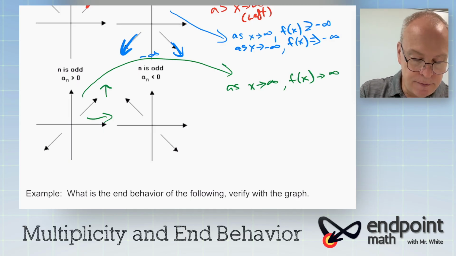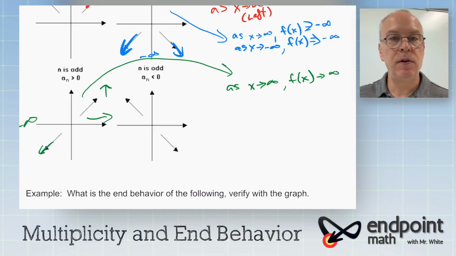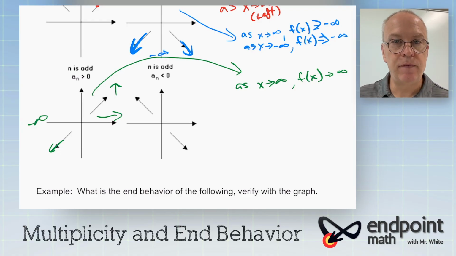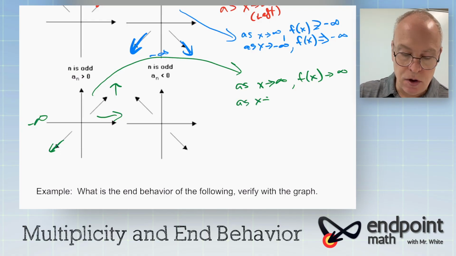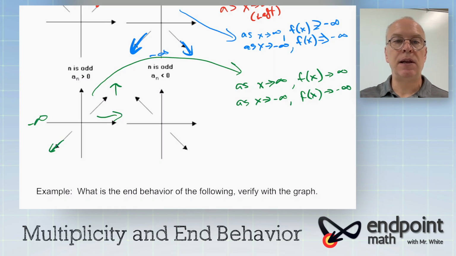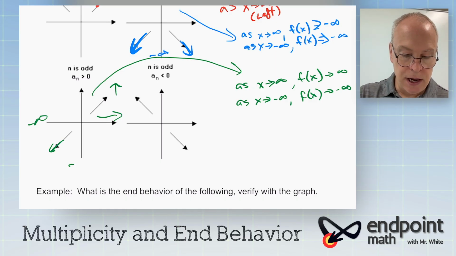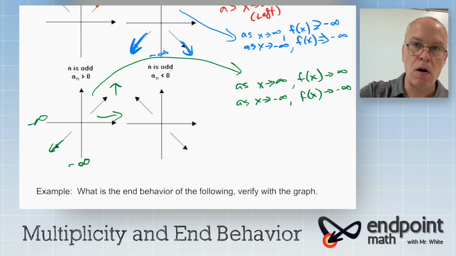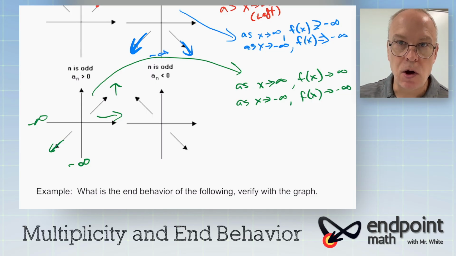However, on the left, as we go to negative infinity, this is again when we have a positive leading coefficient, so as x goes to negative infinity, the function is dropping like crazy. It's going to negative infinity on the y-axis. So we're saying as x gets small, y's are getting small, very negative.